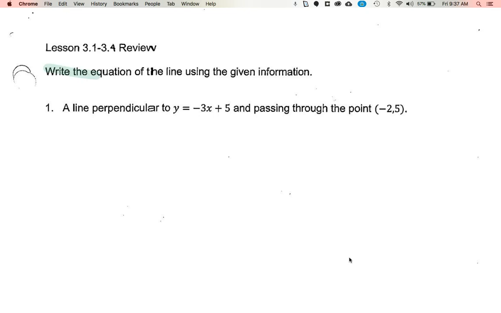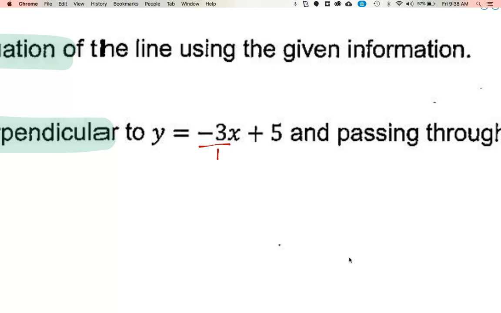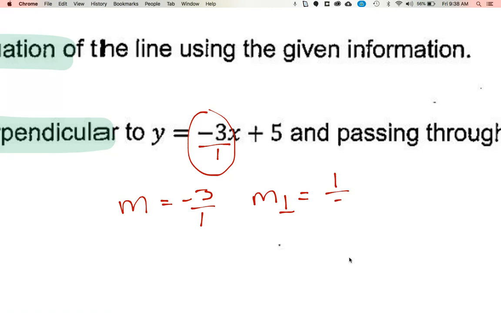Number one, these are all about writing equations. And the first thing we want to realize is that it's talking about perpendicular. Once it's perpendicular, we have to acknowledge the slope that we use. If this slope is -3/1, the perpendicular slope is going to be positive because it switches the sign, and then we flip the fraction. So that's why I wrote that 1 under the 3, so I could see that the original slope was indeed a fraction that can be flipped.